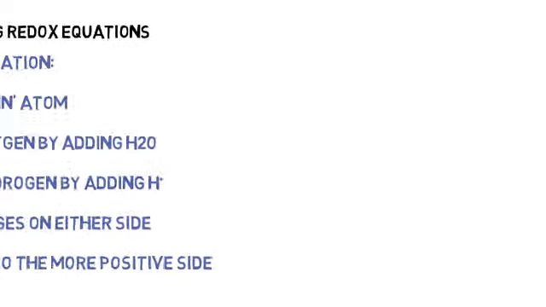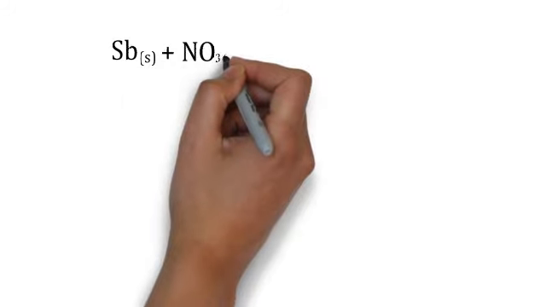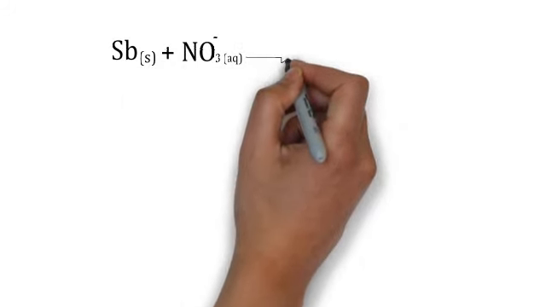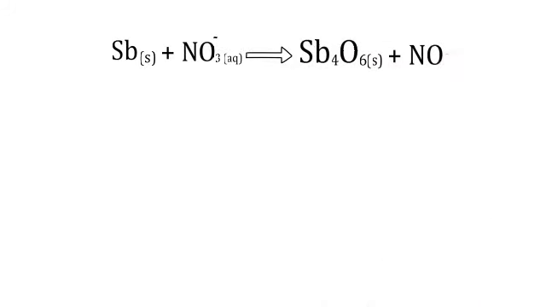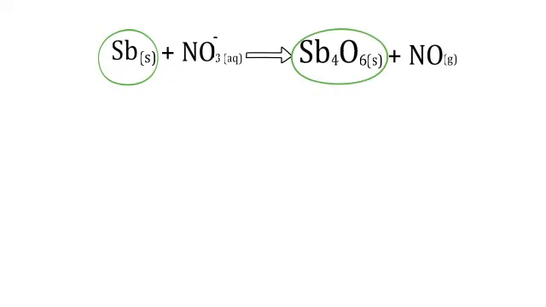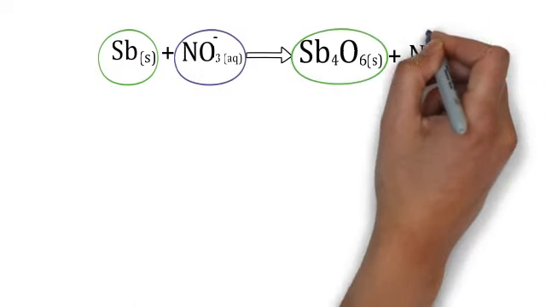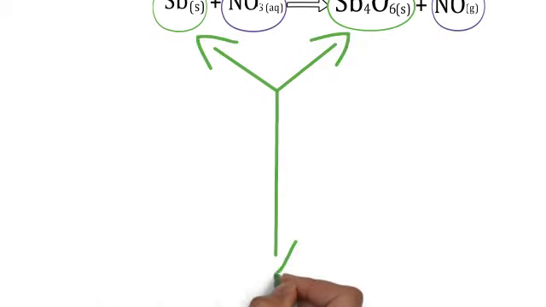So we're going to do this for the following equation. In this equation, we have antimony reacting with nitrate, and it will give us antimony oxide and nitric oxide. As you can see, this is an unbalanced equation, and we're going to need to separate it out into two half equations. So we're first going to start off by separating out the antimony equation.